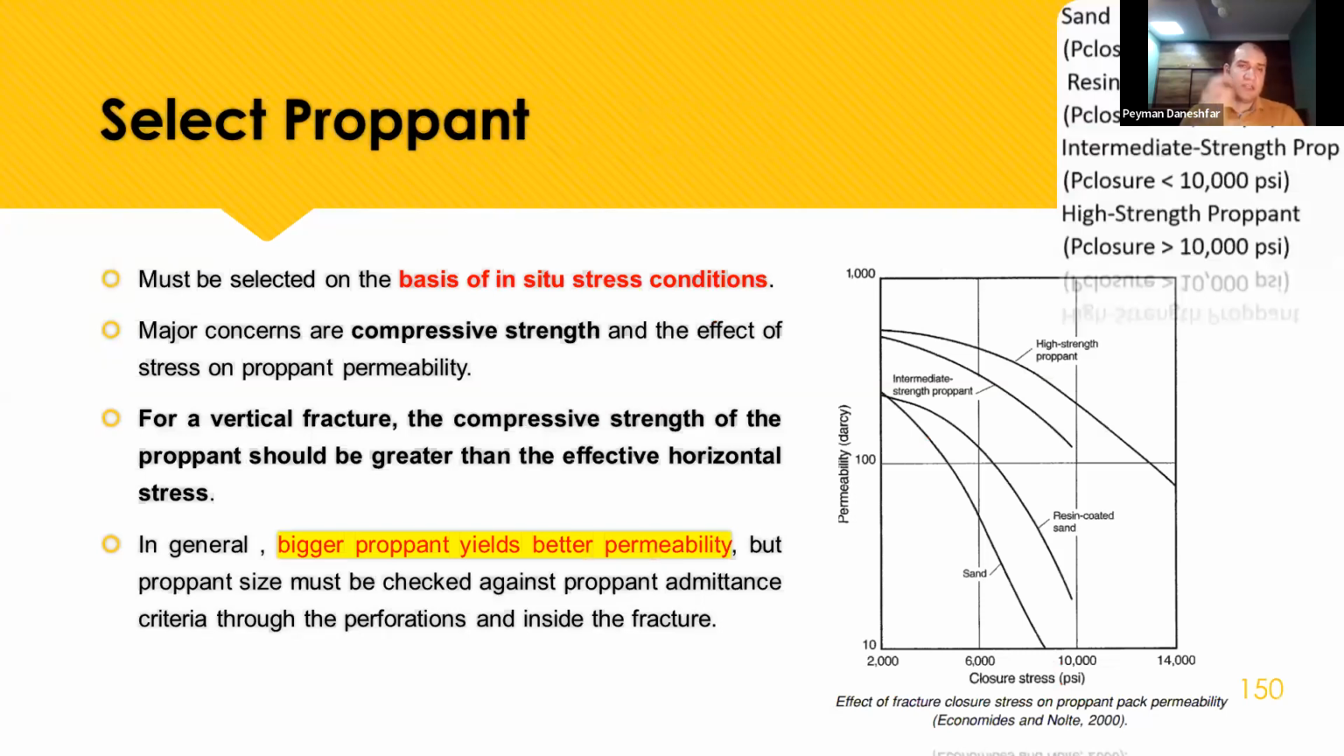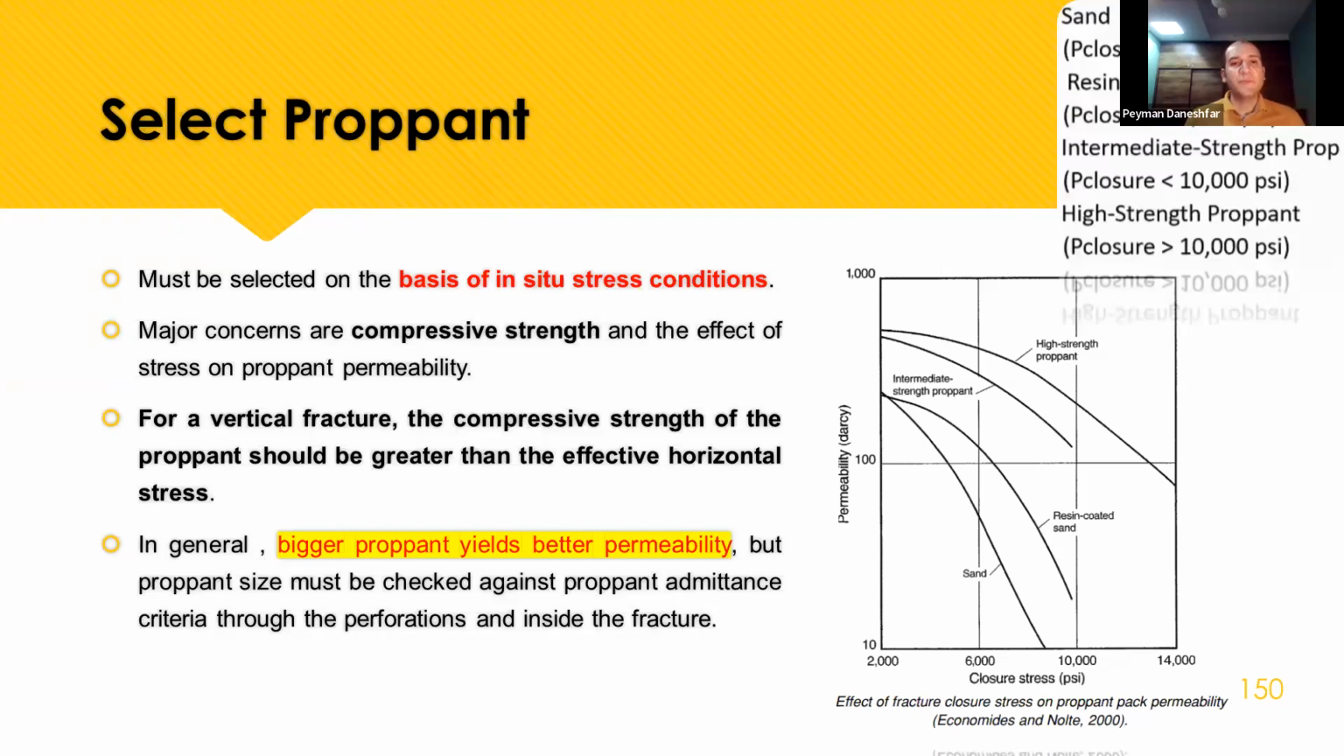Select a proppant. As you remember, I told you before about the sand strength, the pressure closure strength: sand, intermediate strength, high strength, and resin coated. So we can choose a proppant based on the in-situ stress conditions. The major concern is compressive stresses that affect the proppant permeability. For a vertical fracture, the compressive strength of the proppant should be greater than the effective horizontal stress.